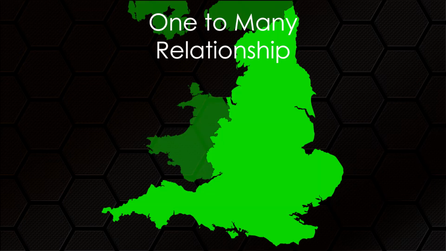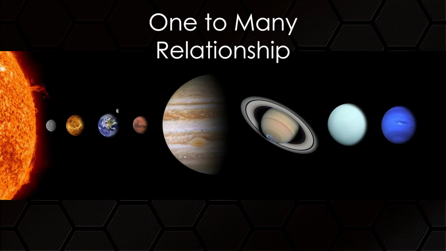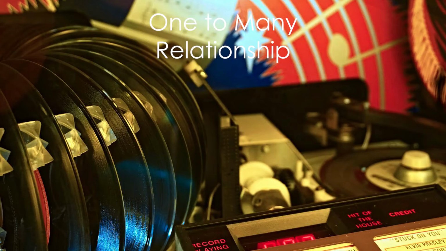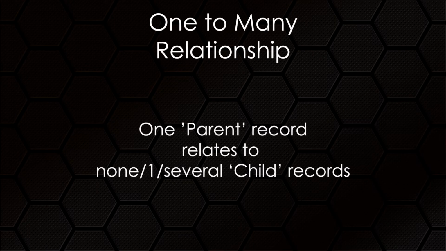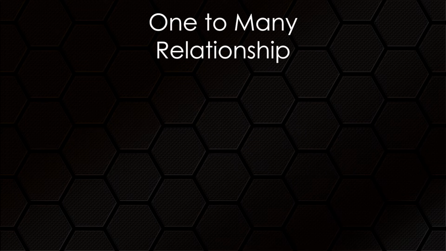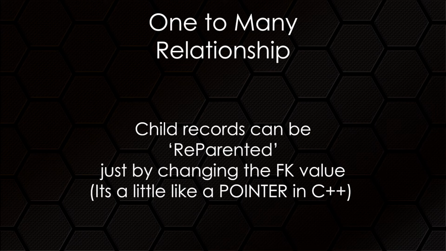Consider country, county, village, solar system, planet, moon. Musical genre, band. We might say that the child records belong to the parent, which, depending on the nature of the data we're talking about, might be true. But remember, if we want to, we can change a child record's parent just by changing the foreign key value to point to a different parent record.